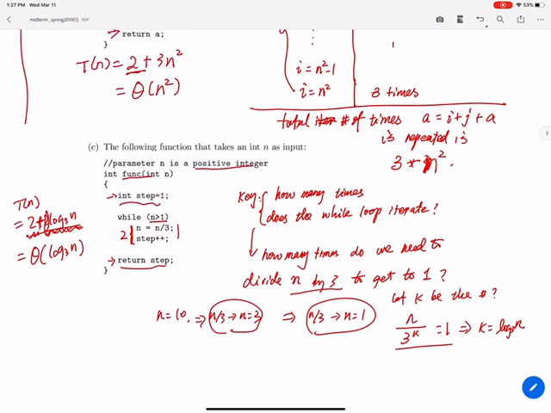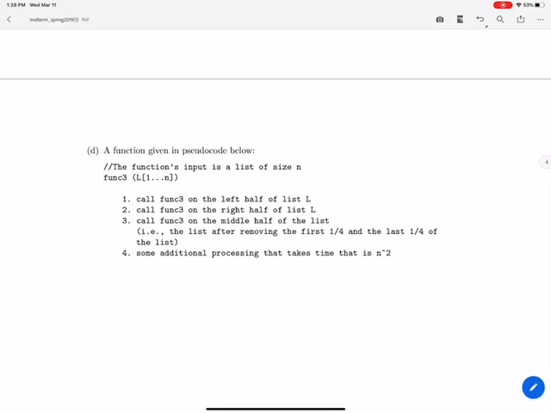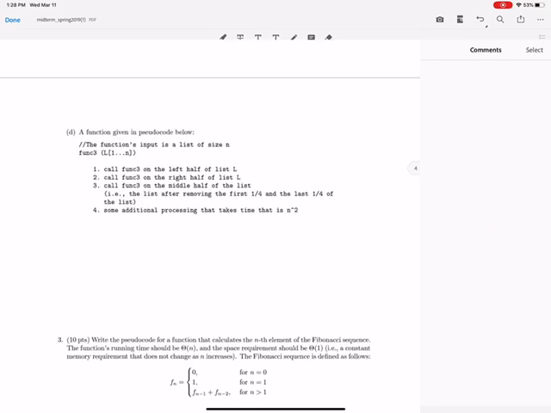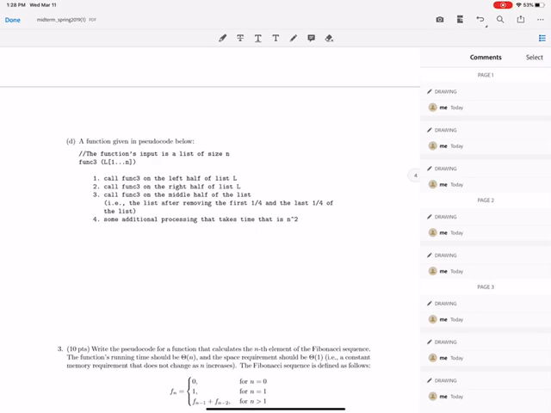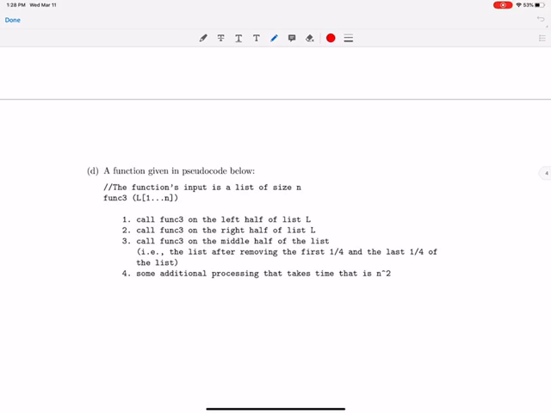All right, so moving on. Let's look at this function, which is given as pseudocode. We have a function 3 that takes a list as a parameter, and the body of the function will do the following. We'll call the same function on the left half of the list, call the same function on the right half of the list, and then call the function on the middle half of the list. So this is what it looks like.